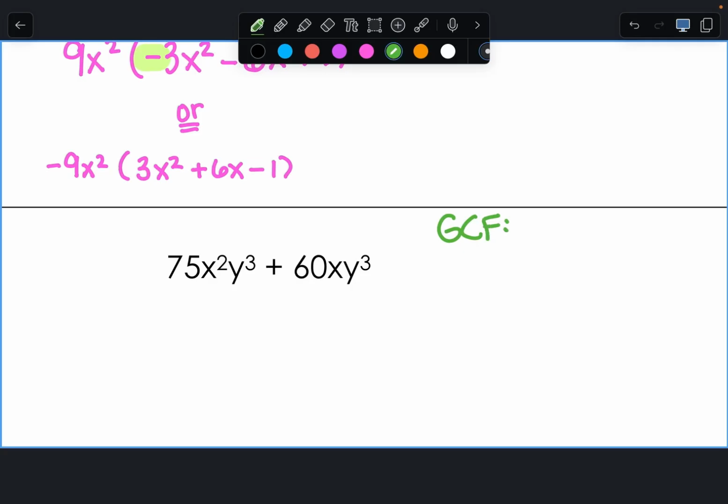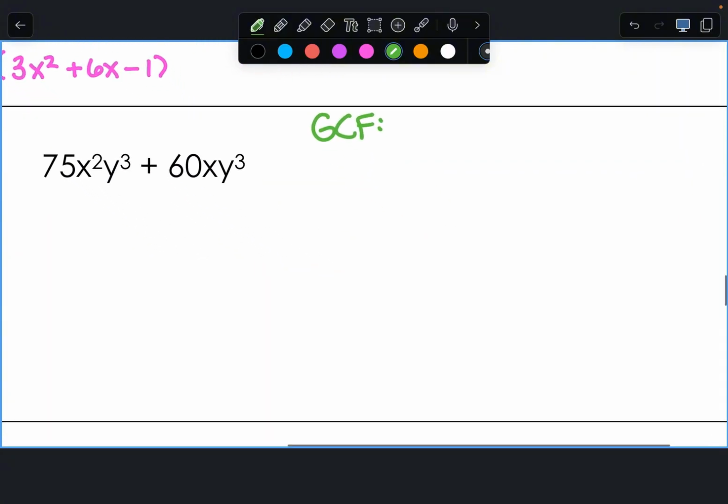What is the greatest common factor here? It's a variable, so if we don't know, what do we do? C chart. 15. It's not a prime. I don't know.